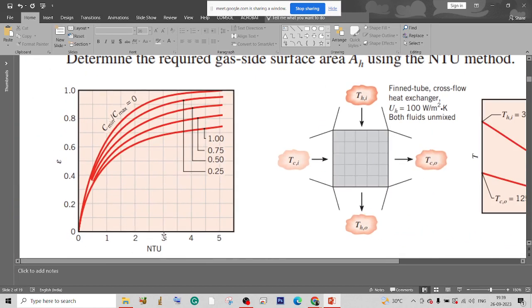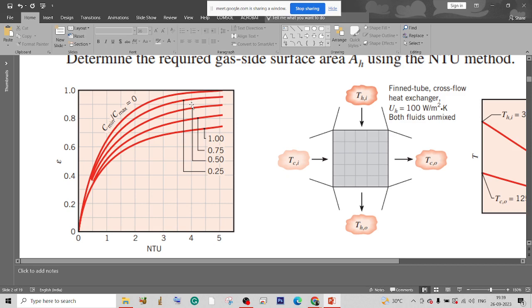Okay, so if we go for a heat capacity ratio of 0.45, this is close to 0.5, but just a bit less than that. So the top one is 0, then it is 0.25, so 0.45 will be close to 0.5, right?